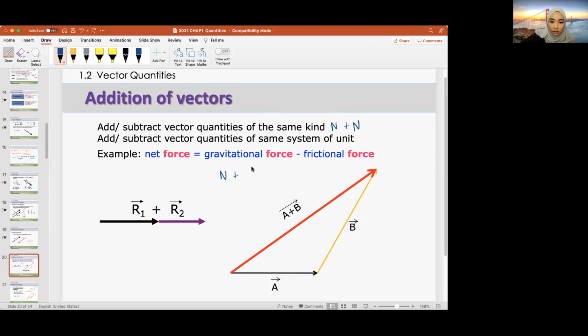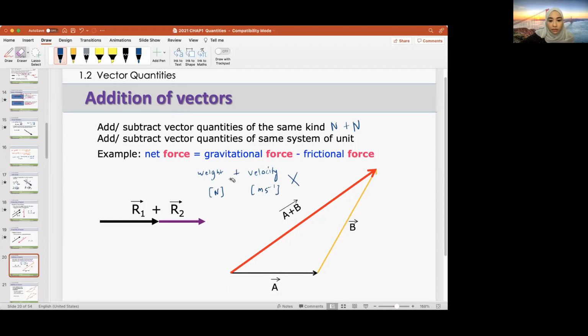Sorry, speed is scalar. Velocity. Let me be clear with this one. Add and subtract vector quantities. So for example, weight is a vector quantity, plus velocity, which is also a vector quantity. Can I do that? Weight is in Newton and velocity is in meter per second. They don't have the same unit, so I cannot add them together, even though they are both vectors, because they are not of the same kind.